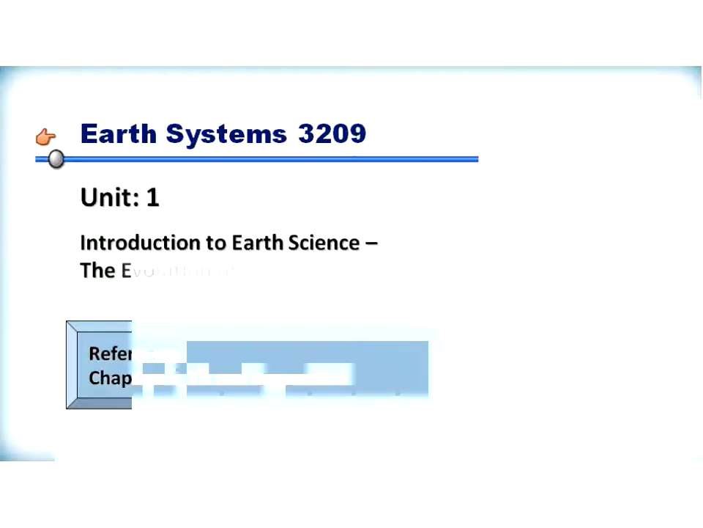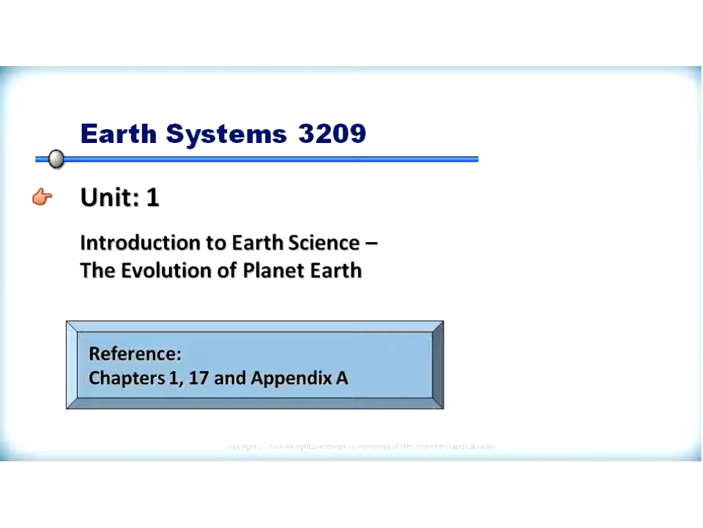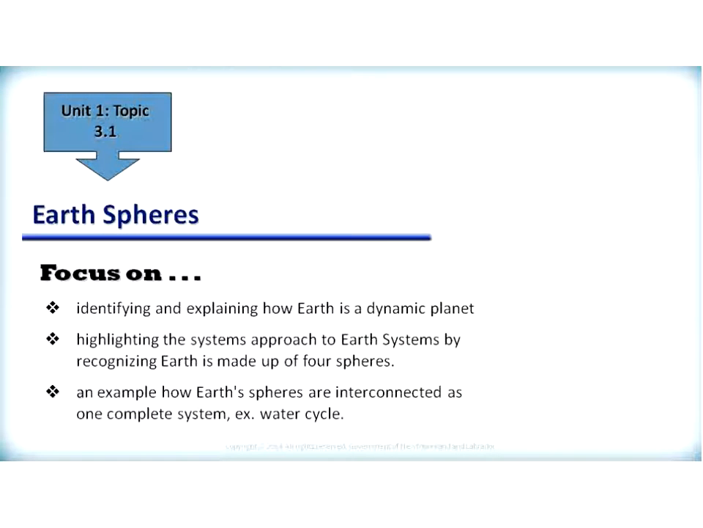Earth Systems 3209, Unit 1, Introduction to Earth Science, the Evolution of Planet Earth. Text references include Chapter 1, Chapter 17, and Appendix A. Unit 1, Topic 3.1, focuses on the Earth's spheres.